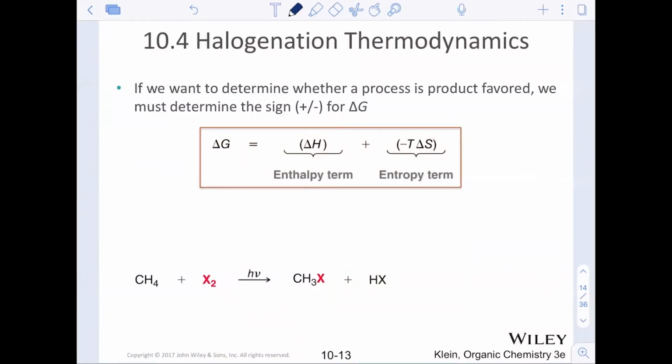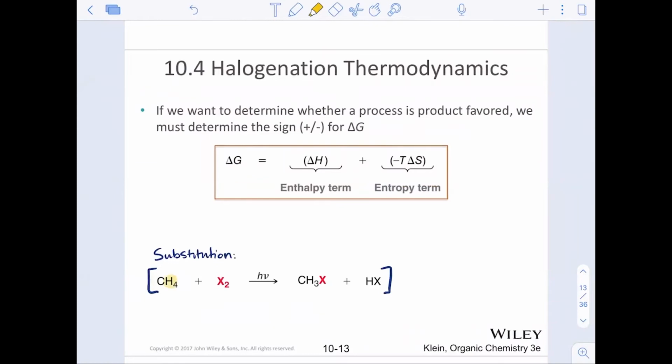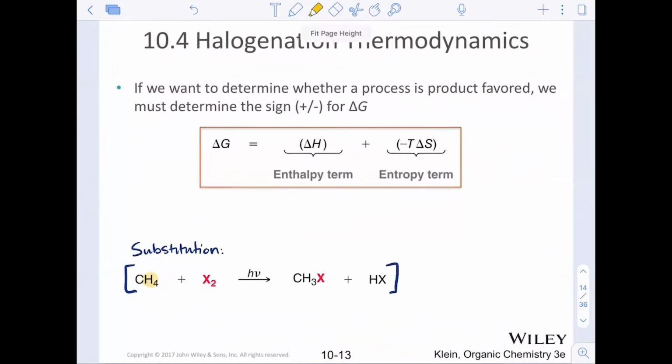Let's talk about halogen thermodynamics. Let's get started with getting specific about our first radical reaction. Notice here that we are going to be talking about thermodynamics. Thermodynamics is going to be very important for us to understand what is happening based off of our reaction. Now, halogenation, overall reaction here, is going to be a substitution.